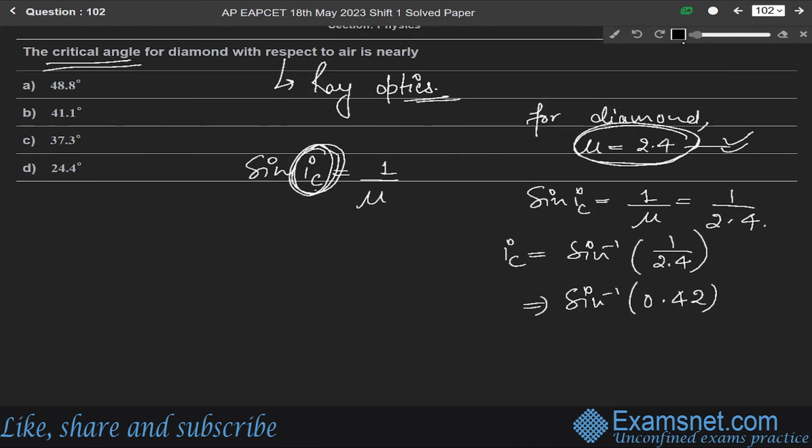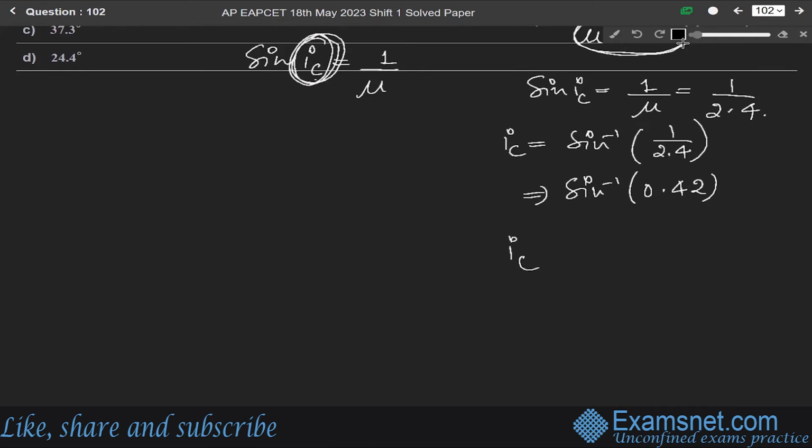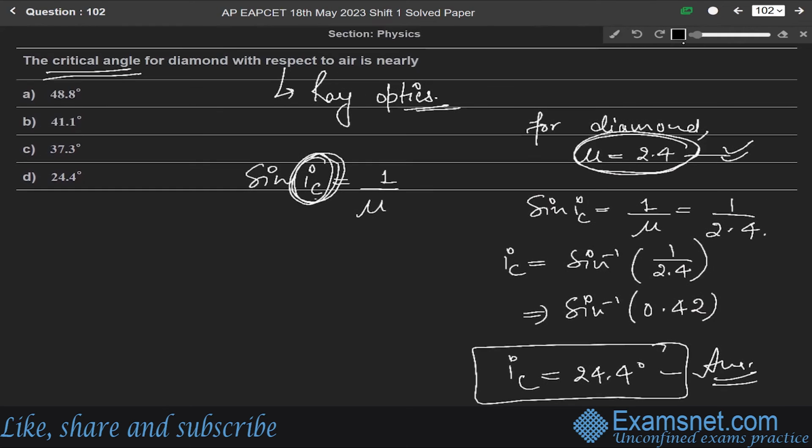So solving it, we get the critical angle for diamond is 24.4 degree. Okay, this is our final answer. So the correct option is D.